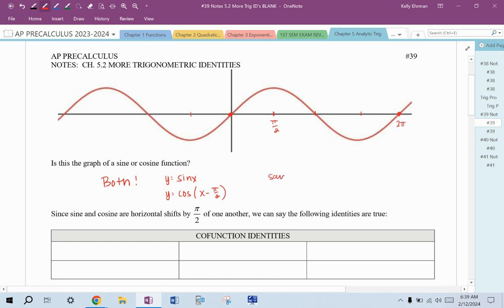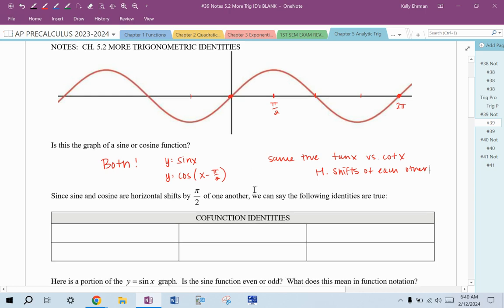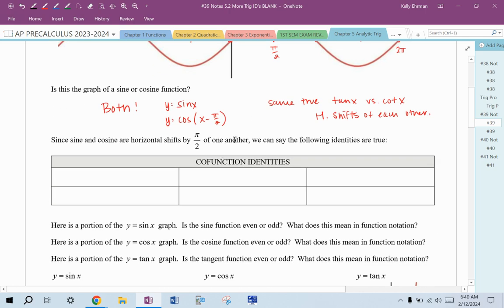The same is true if we were to look at tangent x versus cotangent x. They are just horizontal shifts of each other. Now, when I wrote my cosine shift, I said x minus pi over 2. What we're going to learn are these cofunction identities. Sine and cosine are horizontal shifts by pi over 2 of one another. For these identities, we usually switch the order of subtraction here, and I can explain that using triangles in a minute, but here's our first cofunction identity.